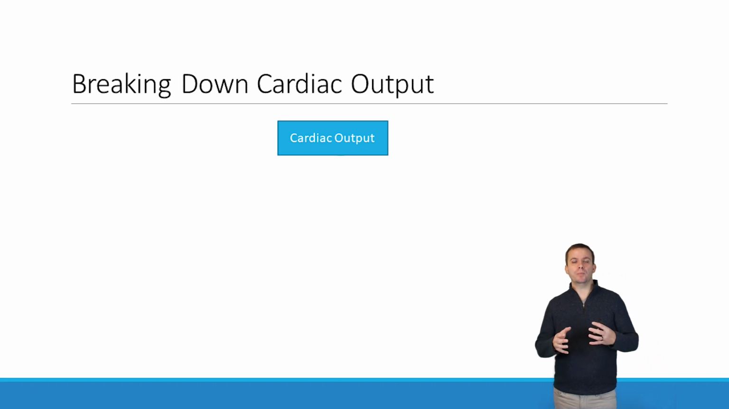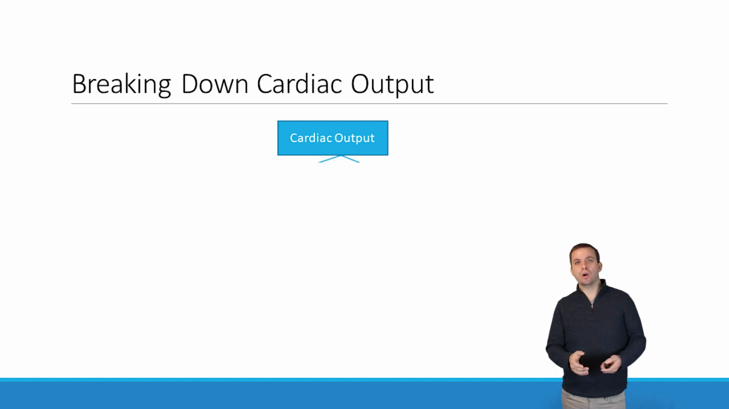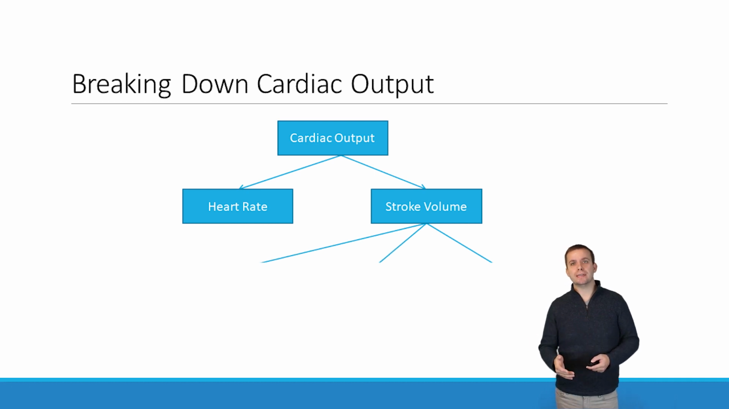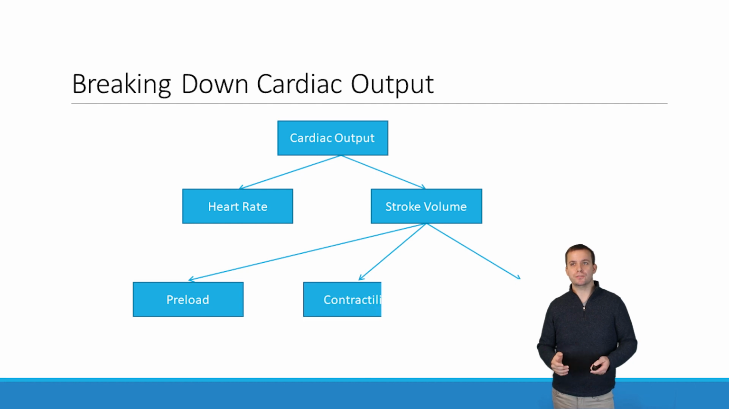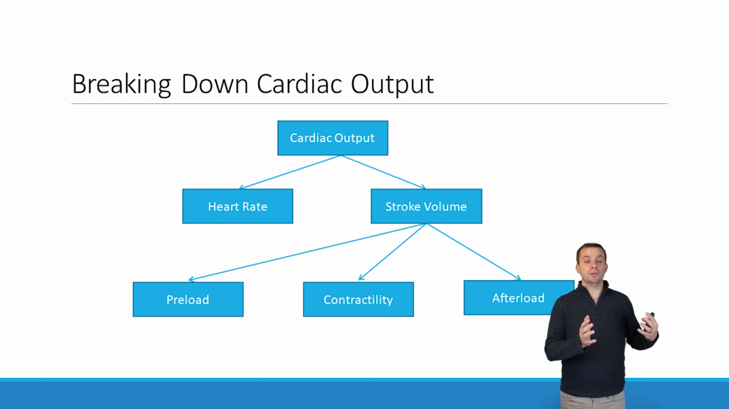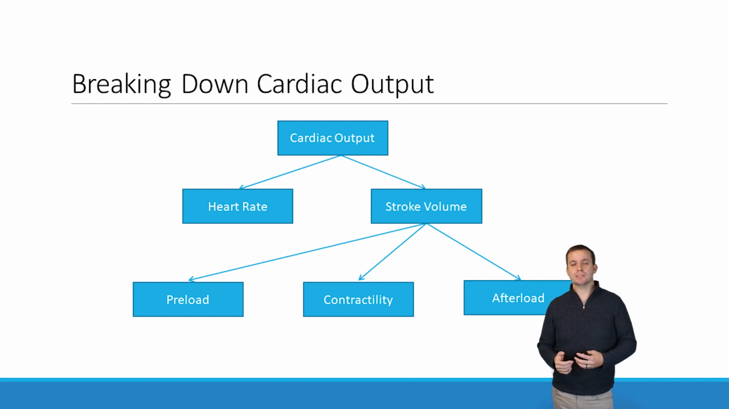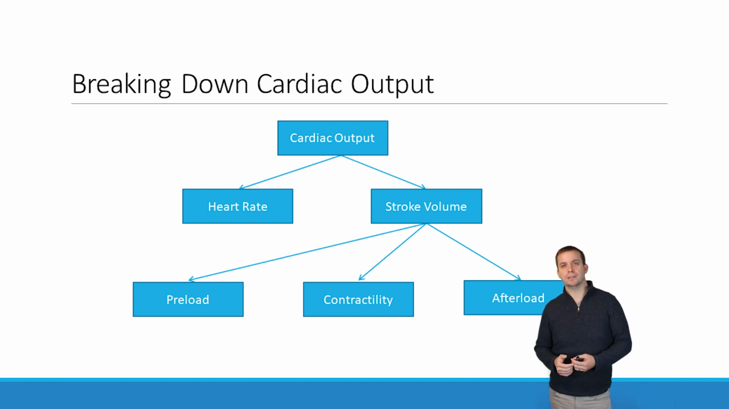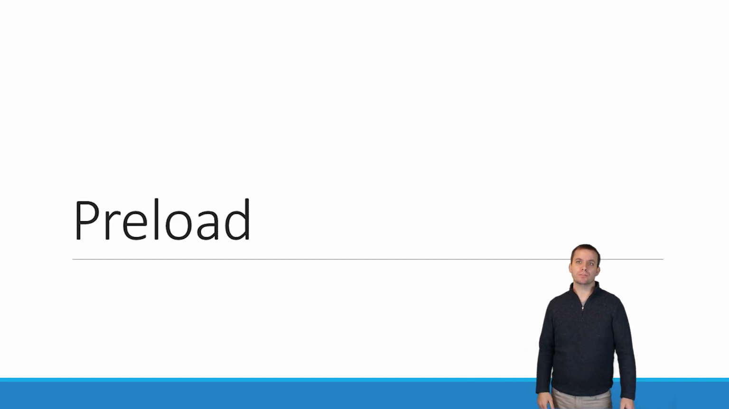Breaking down cardiac output. So cardiac output is heart rate times stroke volume. And then stroke volume is further broken down into three components, and those components are going to be preload, contractility, and afterload. So this is how you're going to improve cardiac output. You can either improve the heart rate, you can optimize preload, optimize contractility, or optimize afterload. That's how you're going to be able to improve that cardiac output, which improves your oxygen delivery, which is going to help resuscitate these people that are in organ failure.